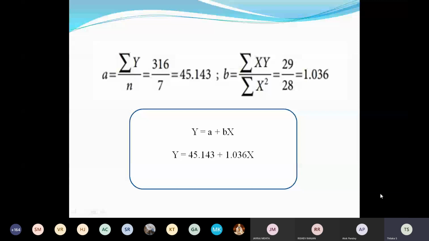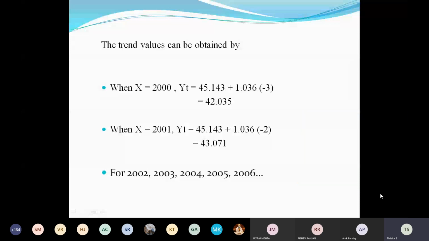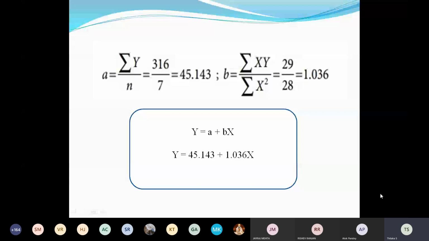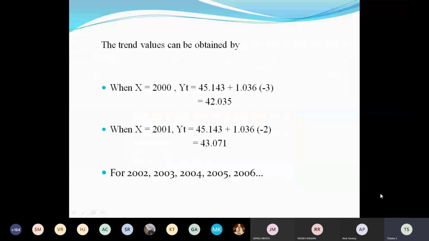You have to write the trend line equation, and then if the question asks to calculate the trend values for other years, which were given in the problem, you have to calculate them. If the question doesn't ask for the trend values for other years, just stop with this trend equation. If the question asks to find the trend values for all years, and if it is asked to plot the graph, then go for this.